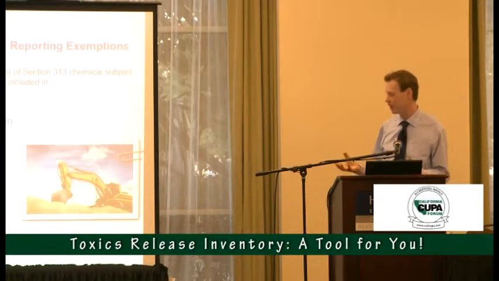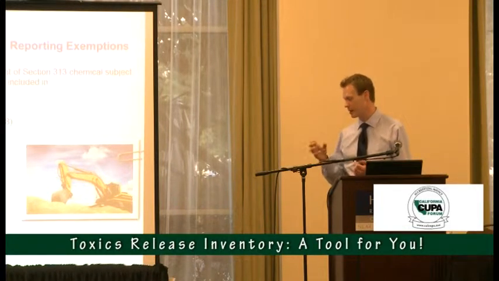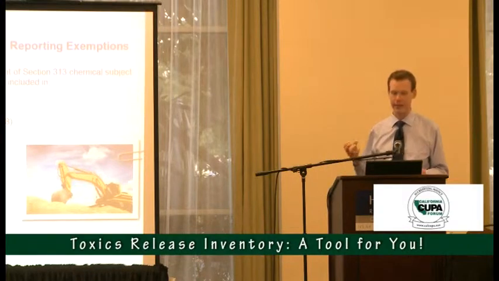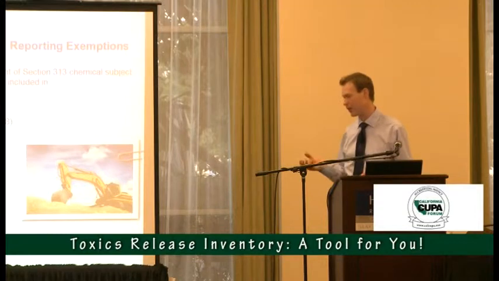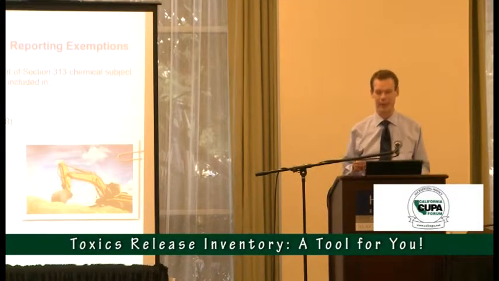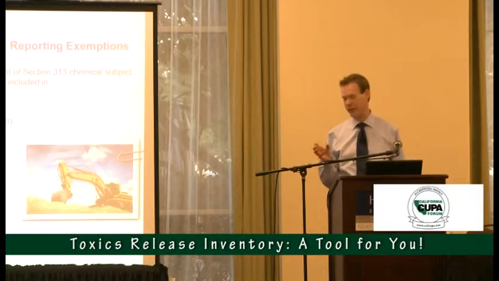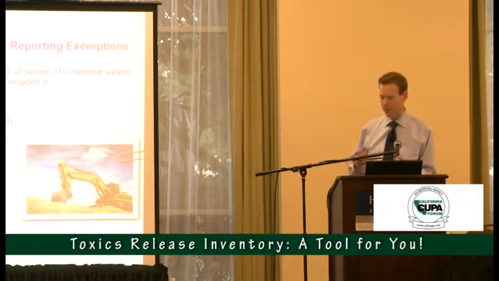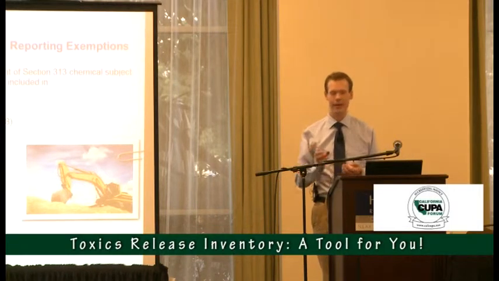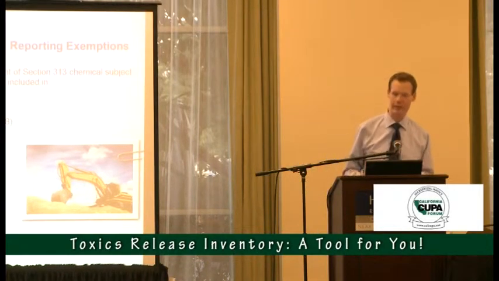Articles, if there's a discrete article that contains a TRI chemical. An example that we use is a doorknob. If you have a doorknob manufacturing facility, there may be TRI chemicals in that doorknob, but if you put that doorknob onto a door, that doesn't count as a TRI activity because it remains intact.